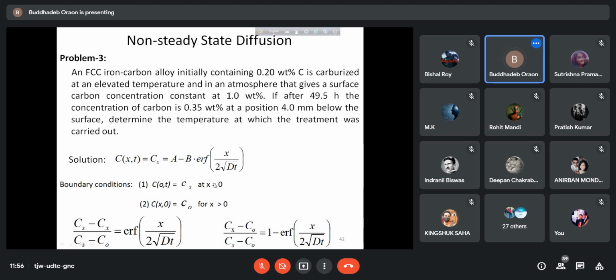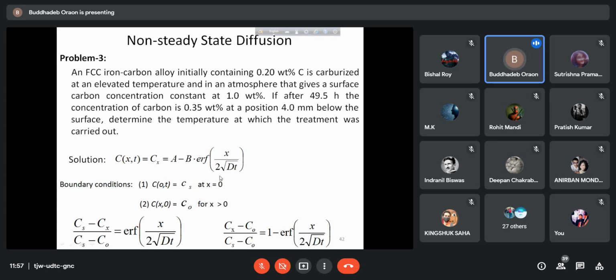So instead of calculating the value of t, we are going to find out the temperature. Instead of time, we are going to calculate the temperature. The process is the same. Writing the boundary conditions for this problem, we'll get two boundary conditions here as it is written. Number one, C(0,t) equals Cs at x equal to 0, and this. So putting these values here, we will get the values of A and B.